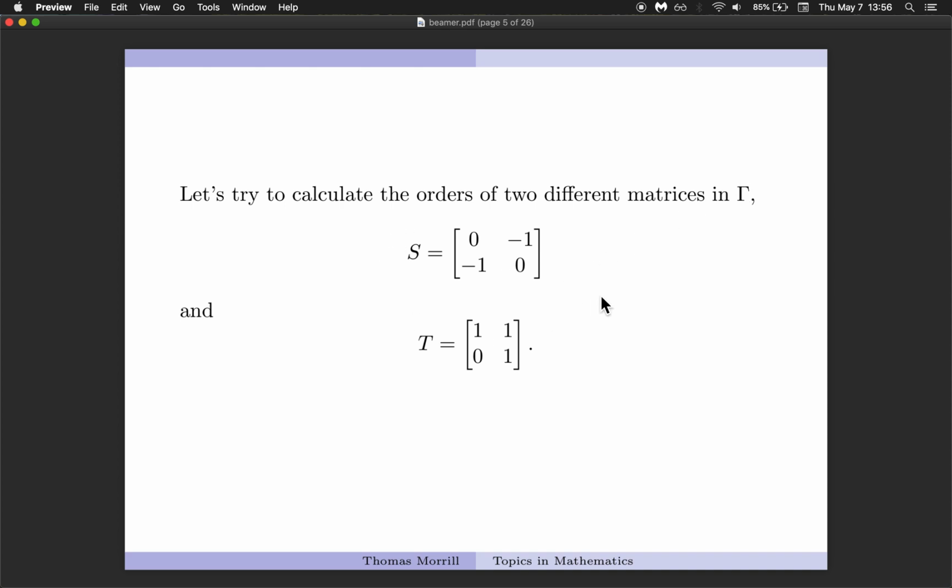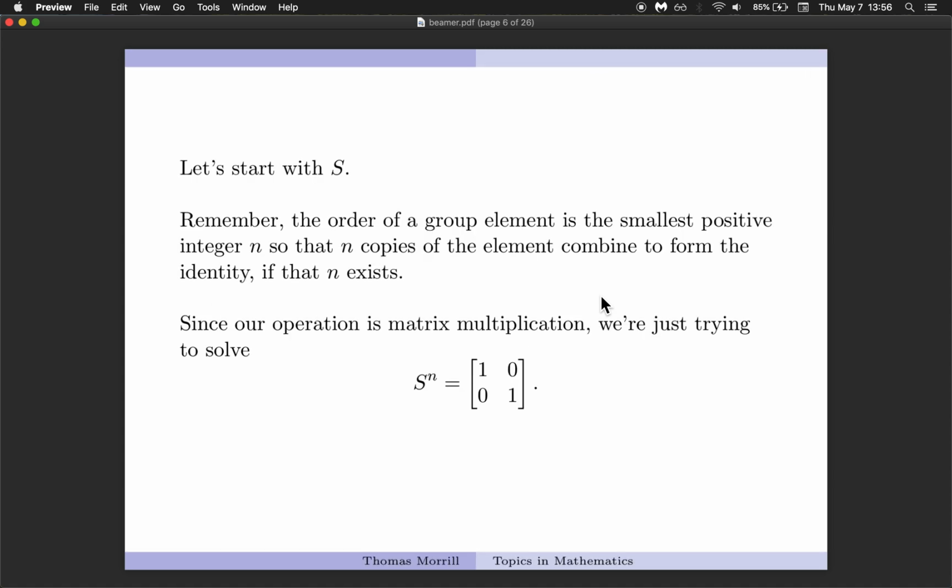Both of these matrices have an order. So I defined this at our previous lecture. The order of any group element is the smallest positive integer n, so that n copies of the element will give us the identity element, if that's possible, right?